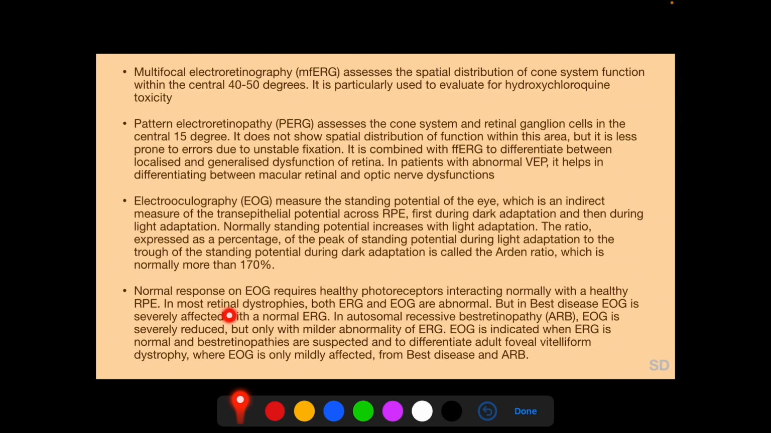In most retinal dystrophies, both ERG and EOG are abnormal, but in Best disease, EOG is severely affected with a normal ERG. In autosomal recessive Best retinopathy, EOG is severely reduced but with only a milder abnormality of the ERG. EOG is indicated when ERG is normal and Best retinopathies are suspected, and to differentiate adult foveomacular vitelliform dystrophy, where EOG is only mildly affected, from Best disease and autosomal recessive Best retinopathy.